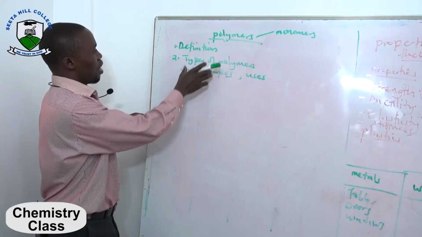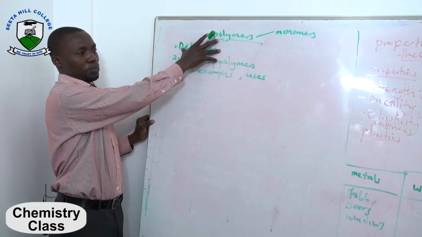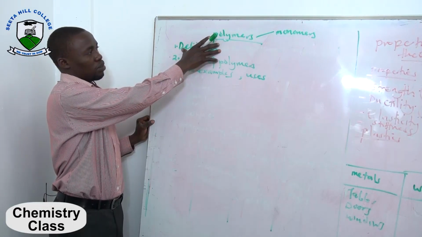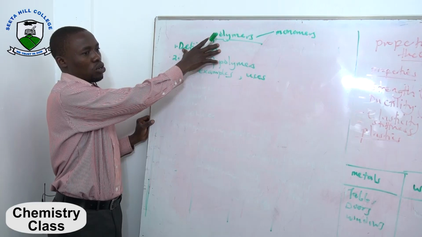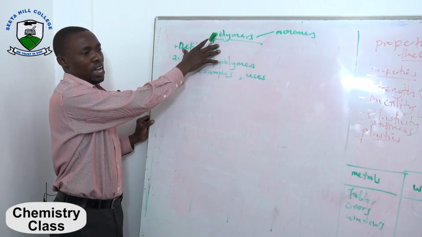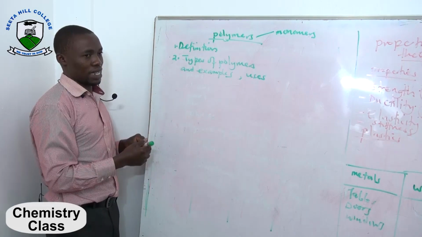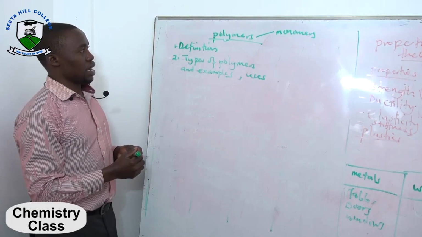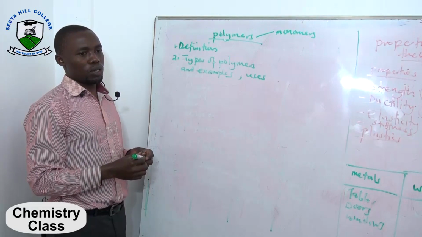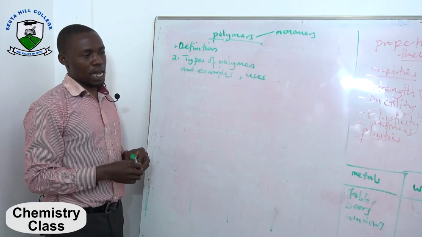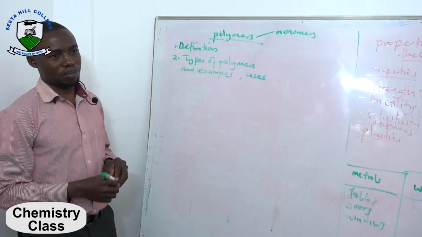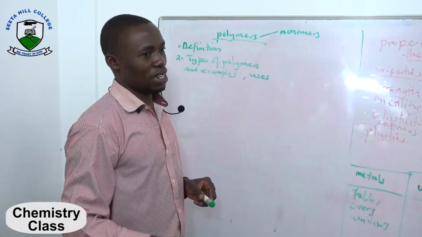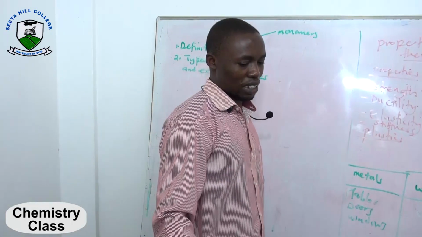Now, have you captured the definition of a polymer? It's a substance made from very many smaller substances which have been joined repeatedly. And the small substances are called monomers. Clear? Are called monomers.